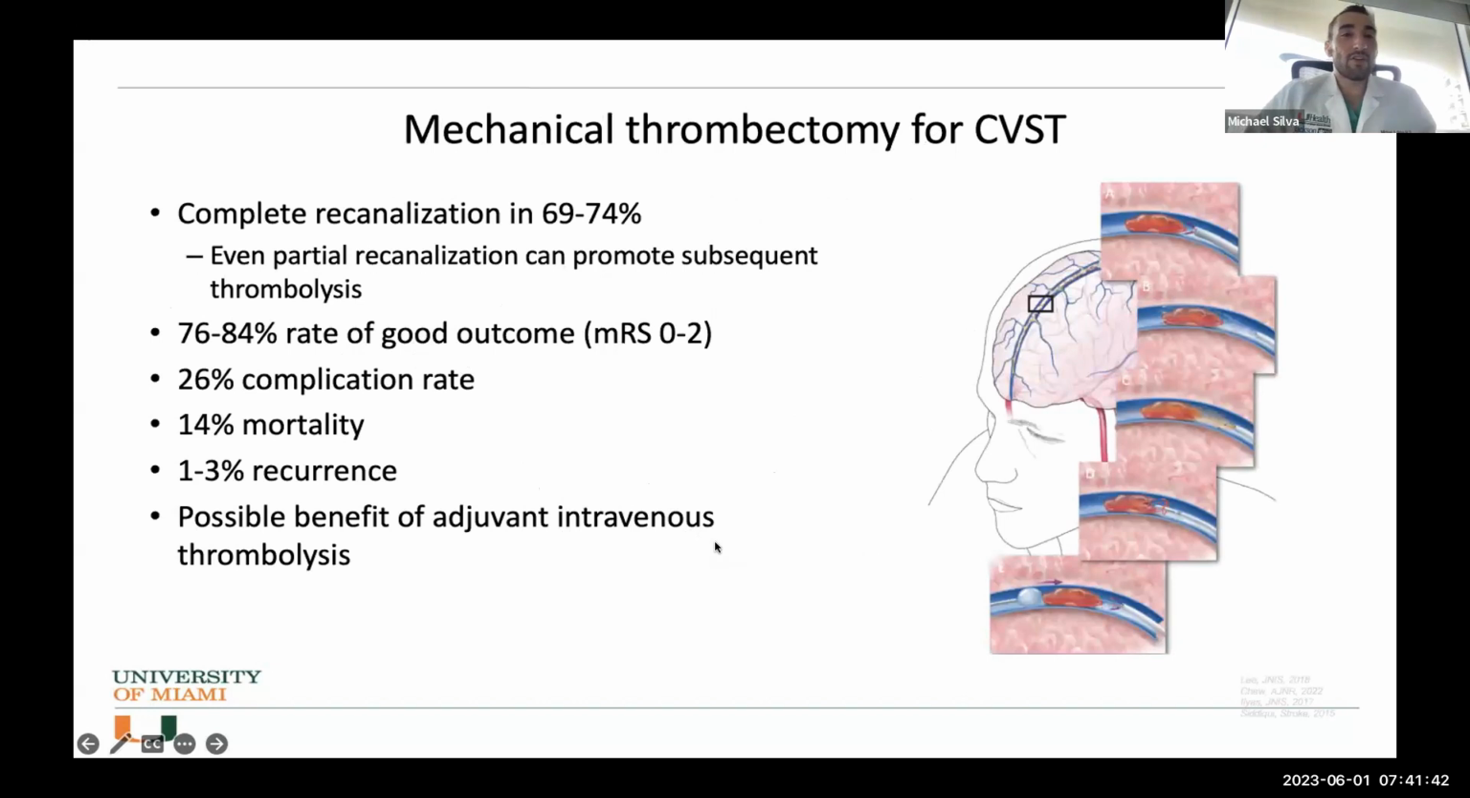And the data for mechanical thrombectomy is fairly good. Again, complete recanalization isn't the goal. Even partial recanalization can promote the subsequent thrombolysis, especially with that adjuvant intravenous TPA through the microcatheter. 76 to 84% rate of good outcome after thrombectomy, and a relatively low rate of recurrence. Most of this is retrospective data. About 10% rate of increased or new hemorrhage as well.